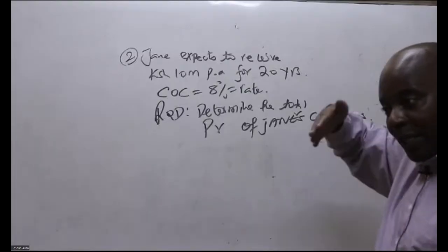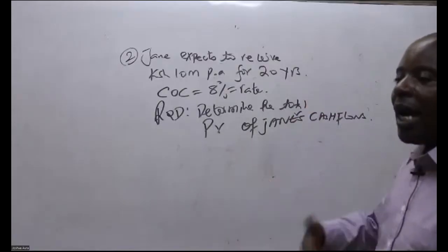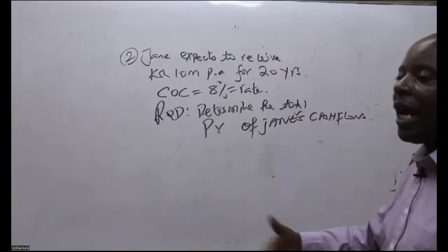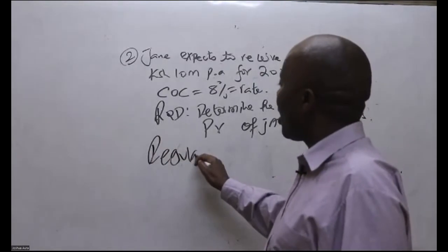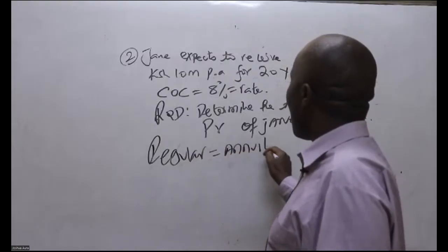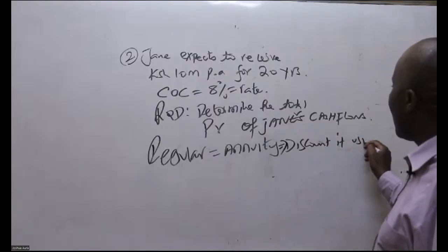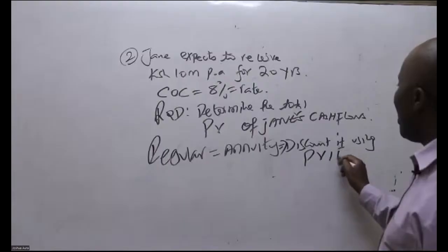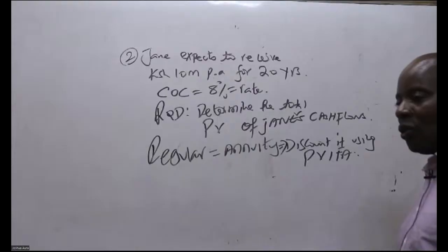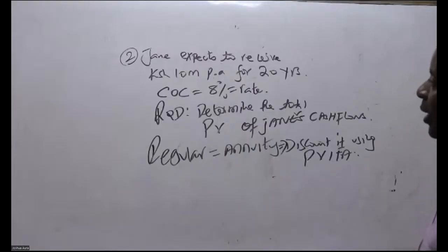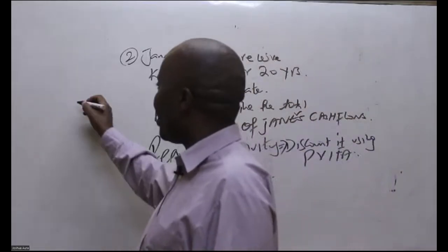So remember, ladies and gentlemen, this is 10 million, 10 million, 10 million, 10. So it is an annuity. This is an annuity. And if it's an annuity, ladies and gentlemen, then I will discount this, being a regular annuity, using PVFA.